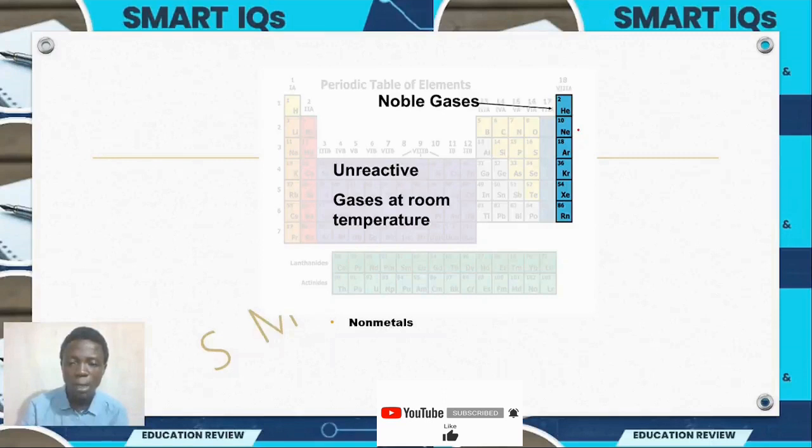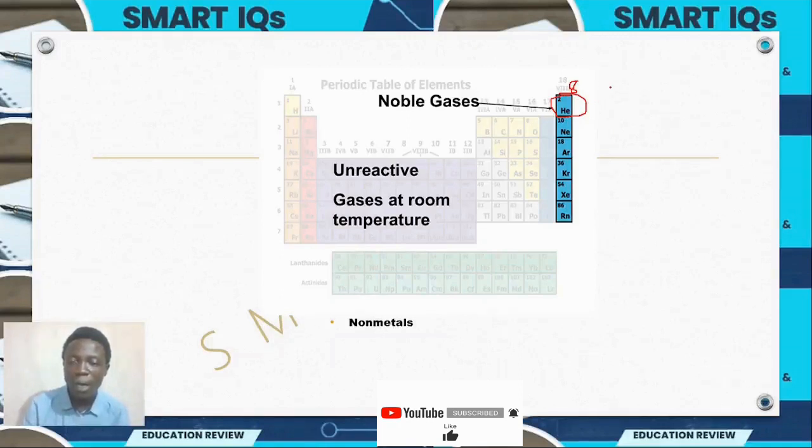They are also non-metals, of course, but we place helium there. You can see helium. Initially, any member of group 8 is supposed to have 8 electrons in the outermost shell. But helium has 2 electrons in the outermost shell. So why is helium placed in group 8? Because helium has met the criteria of stability.